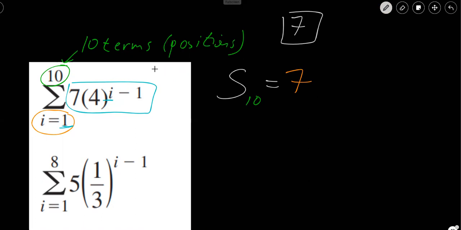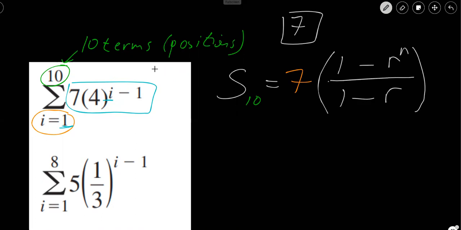And then the last thing I need is that (1 minus r to the n) over (1 minus r). I need to figure out my ratio. Well, the ratio is the thing that I'm constantly multiplying by as I move through the series or the sequence. If you look at this rule, the thing that's being multiplied multiple times is that 4. Remember, an exponent is just a way of saying repeated multiplication. So if I'm multiplying by 4 repeatedly, that must mean that my ratio is 4.